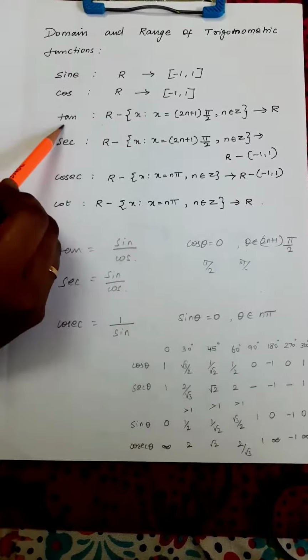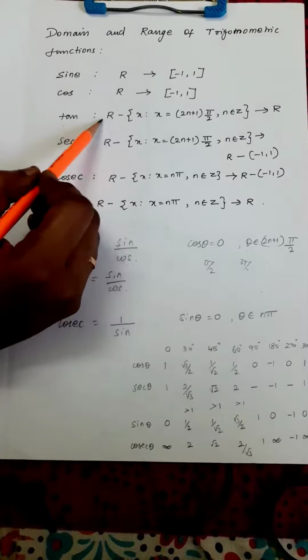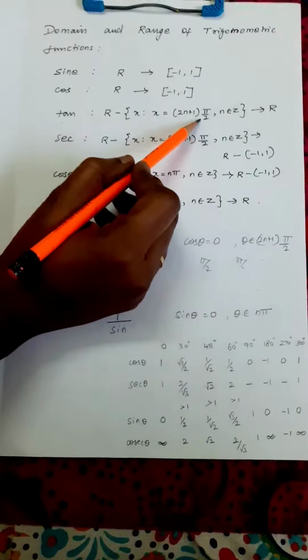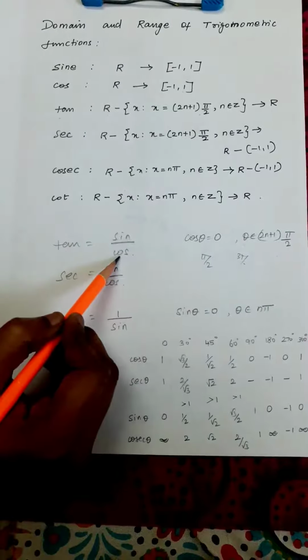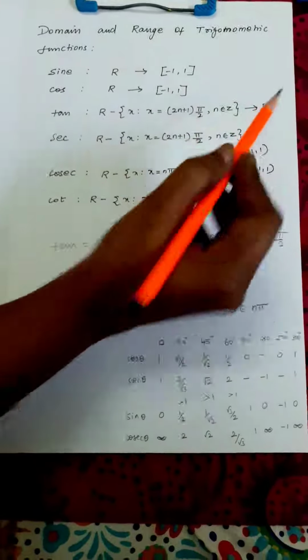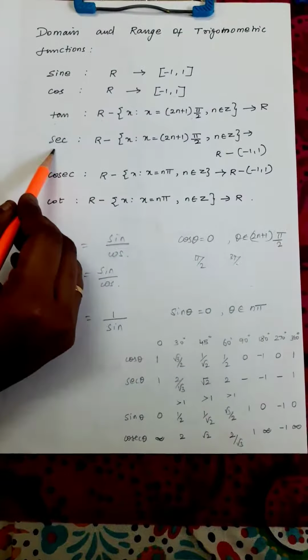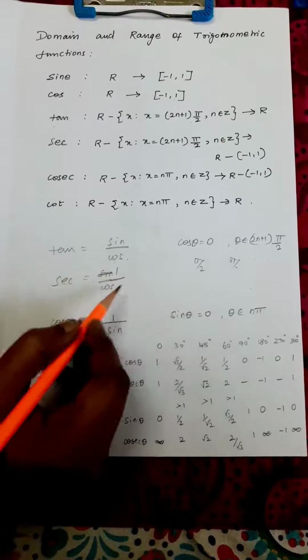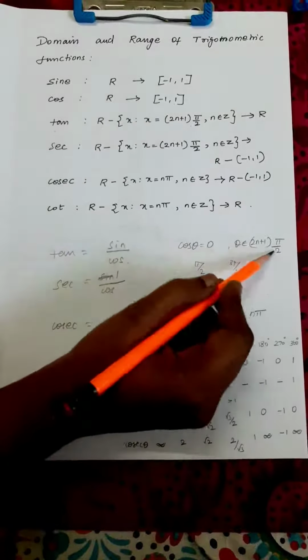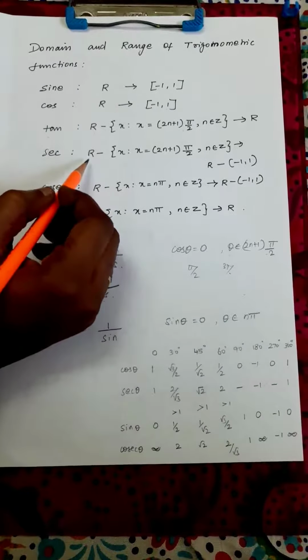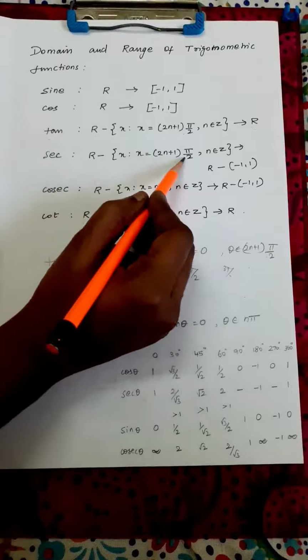That is why the domain of tan theta is the set of all real numbers except odd multiples of pi by 2, because we know that cos value is 0 at odd multiples of pi by 2. And the range is the set of all real numbers. Same like secant theta. Secant theta is also 1 by cos theta. So cos theta is 0 again at odd multiples of pi by 2. So domain is the set of all real numbers except odd multiples of pi by 2.